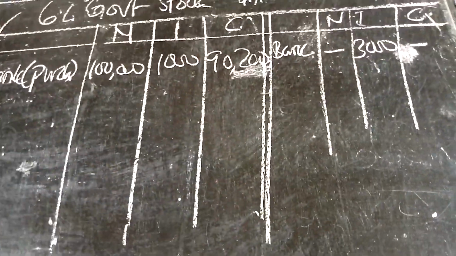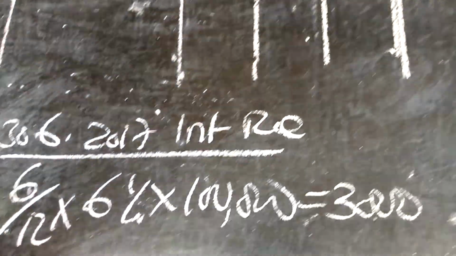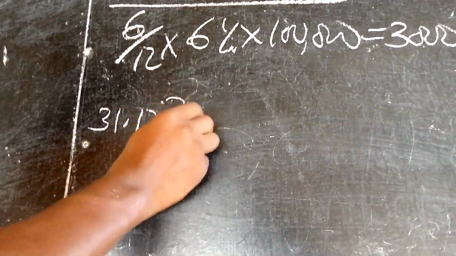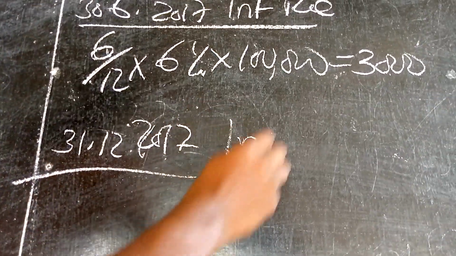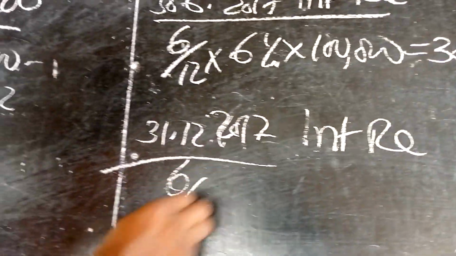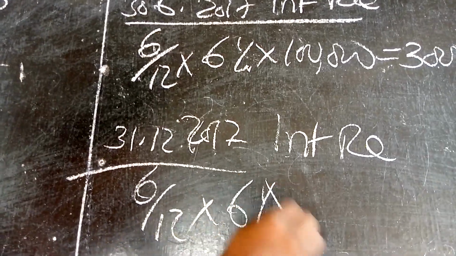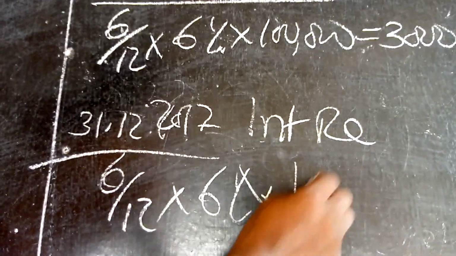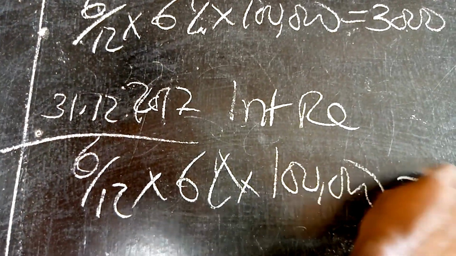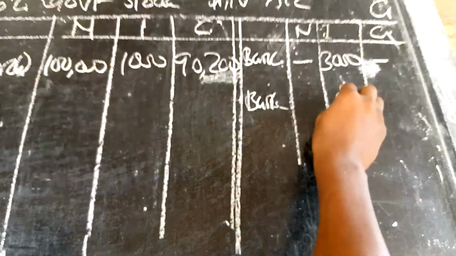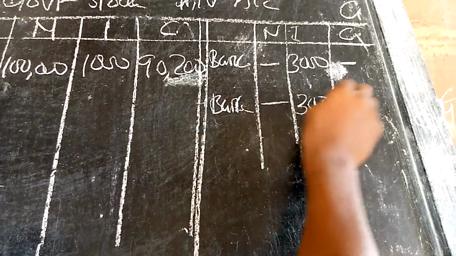Okay, no transaction took place until 31st December. Again we are going to receive the interest, and the interest will be the same: 6 out of 12, from June up to December, times 6%, times the nominal value, which will give us the same amount, 3,000. Again we say bank, the interest that we receive is this much.